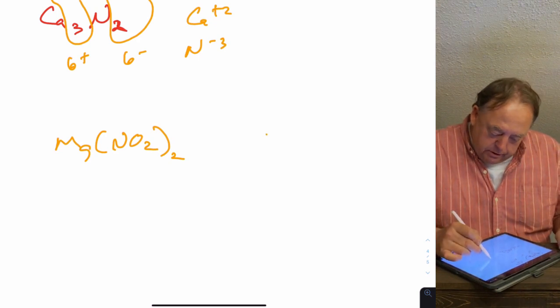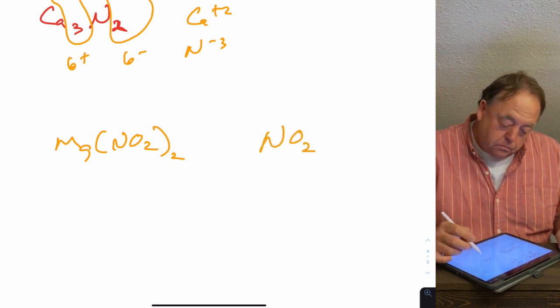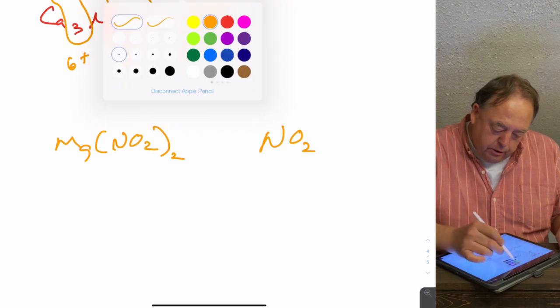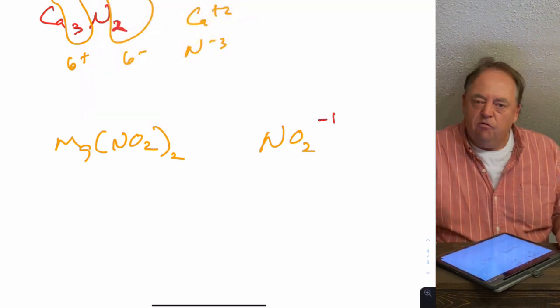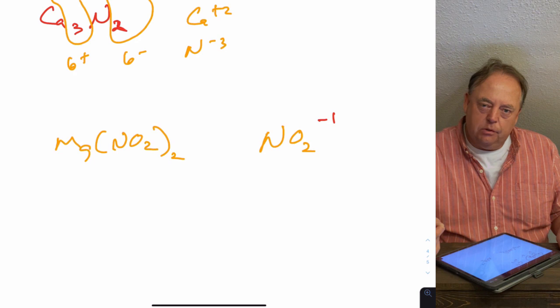Okay, so NO2 is again a polyatomic ion. To do this, you have to know its net charge. Its net charge is -1. So nitrogen and 2 oxygens has to equal -1.